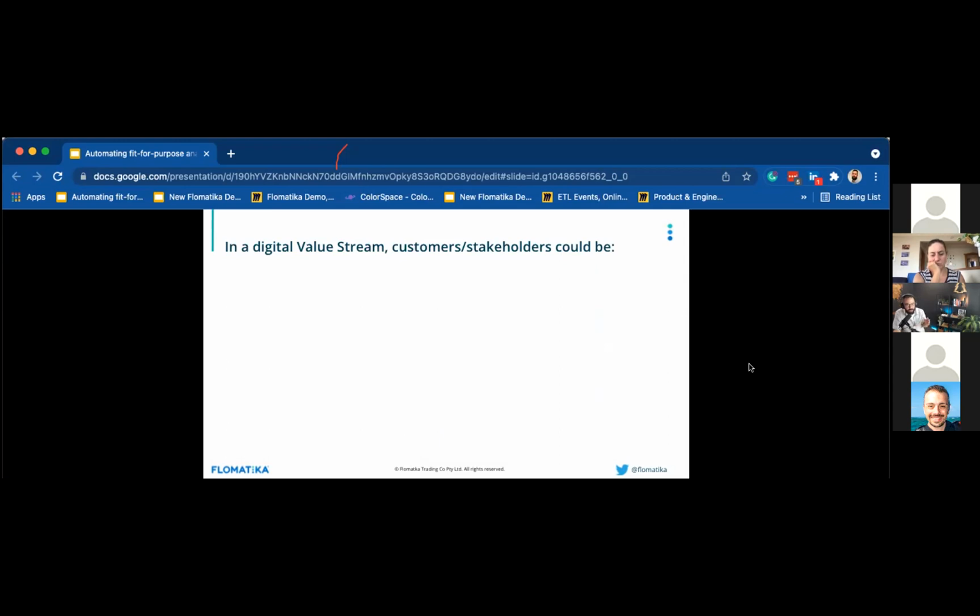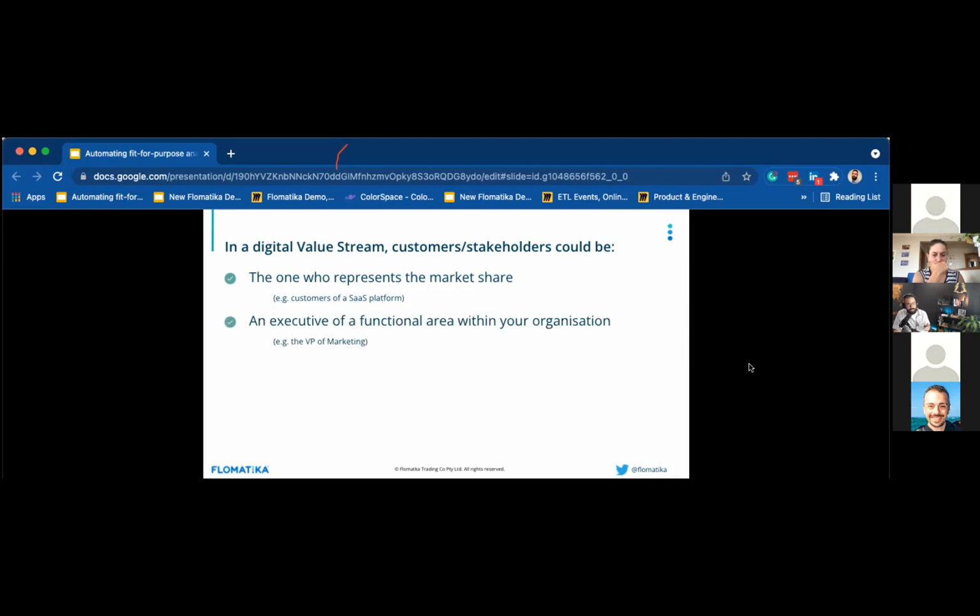In a digital value stream, for instance, customers and stakeholders could be the customer who represents the market share, like a customer of a SaaS platform. Like a Flowmatica customer, for instance. Those are the ones who represent your market share at the end of the day. So that's one way that customers manifest themselves.